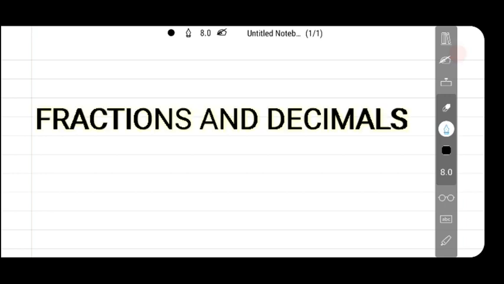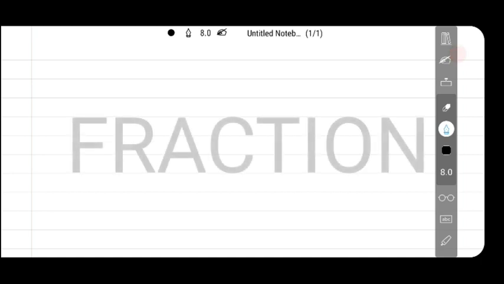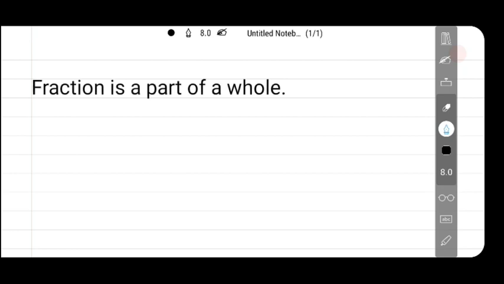Hello students, today we are going to start a topic of class 7, that is fractions and decimals. So first we will start with fraction. So what is a fraction? The part of a whole is known as a fraction. Okay.